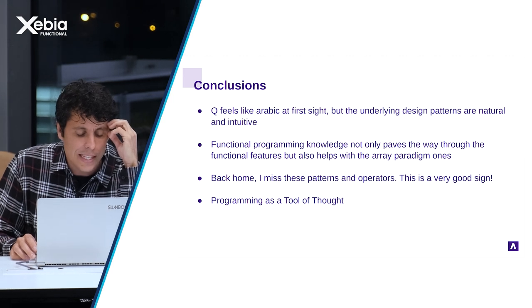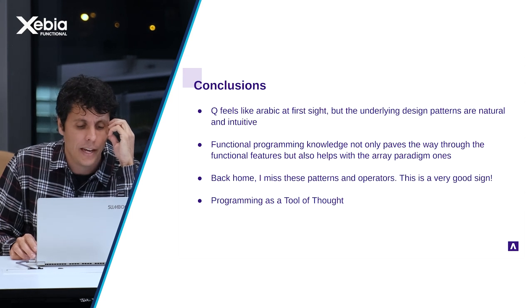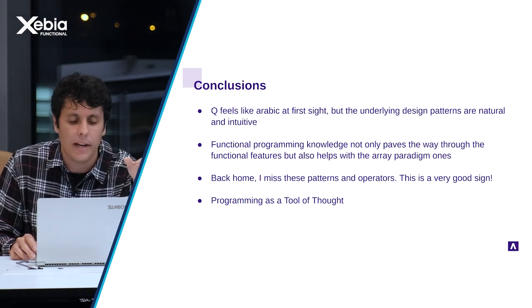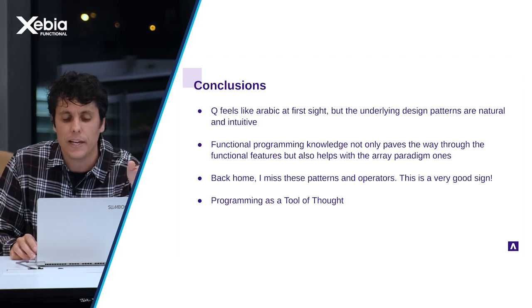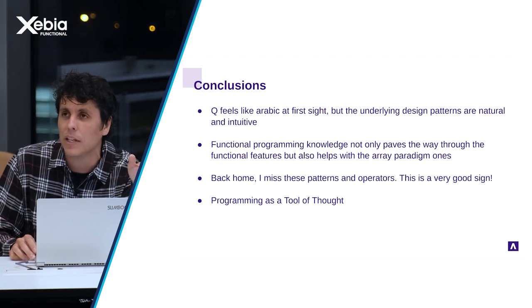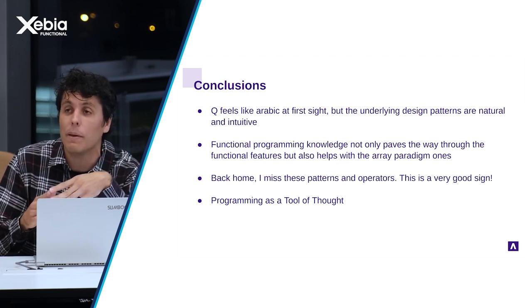Okay, so this leads to the title of the talk, which is programming as a tool of thought. I think that the more perspective that we have of one problem, the better the vision that we get. And here, the notation of Q is an abstraction that lets me be very precise at the time of implementing these complex problems. So this notation is actually very good. It frees your mind and you can focus on the problem.